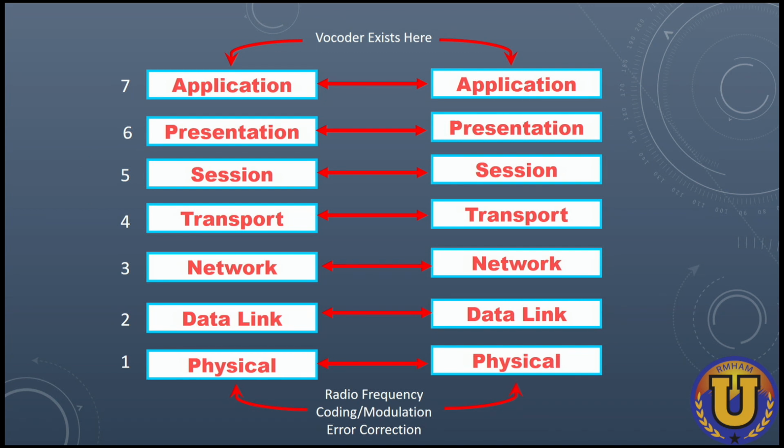Now I want to change direction a little bit. I want to talk about the 7-layer model for a minute. How many people have seen this before? Yeah. So the vocoder really exists up here at the application. That's it. And so the stack has to transmit that data down to where it comes out to the radio frequency, and the coding and modulation and error correction is all down there at the physical level.